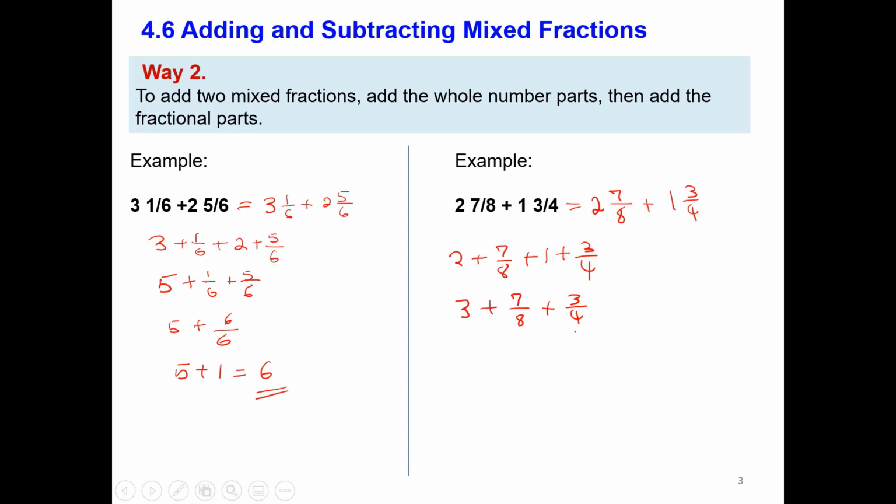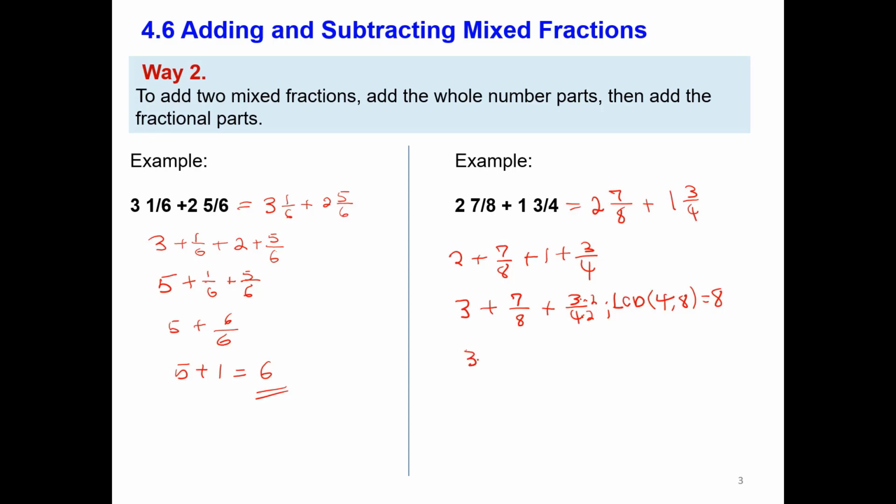In this case, we don't have a common denominator, so we need to find the LCD. The LCD of 4 and 8 is 8. We already have 8 in this part, so we want 8 as the denominator here too. To get 8, we multiply by 2. We multiply by 2 here.